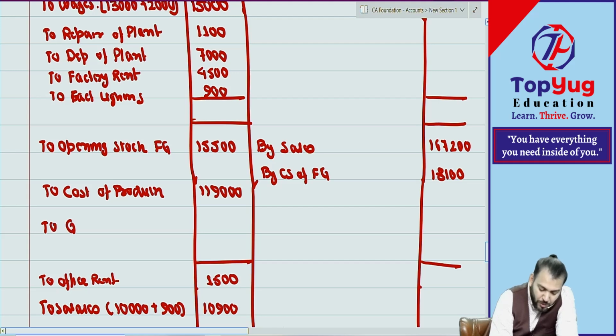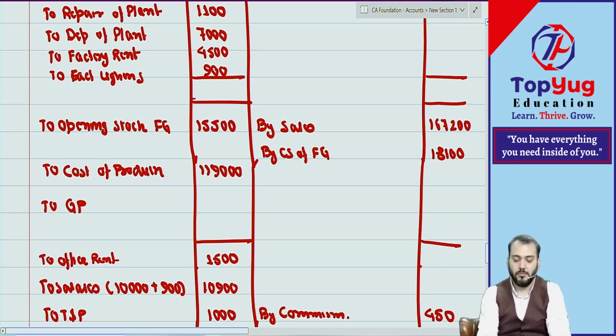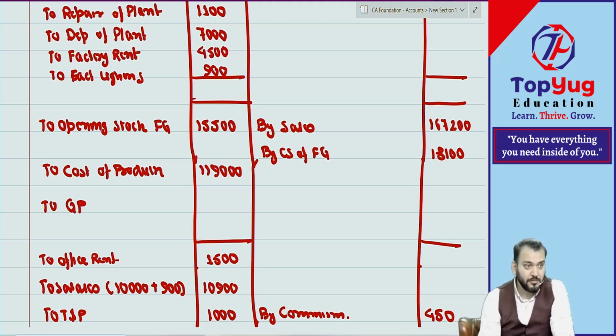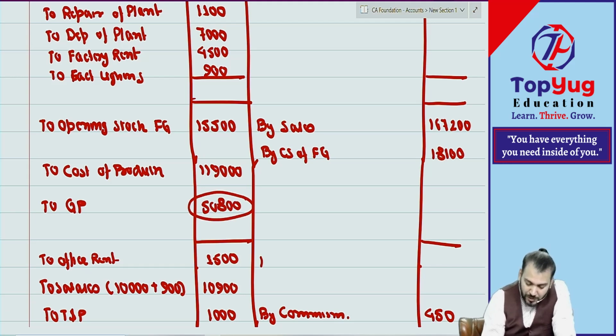Now what you will calculate? Can you give me gross profit? Gross profit. Calculate. 50,800. This will be transferred where? By GP, 50,800. Now can you give me net profit?